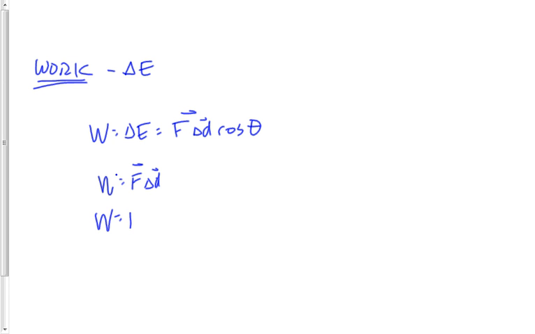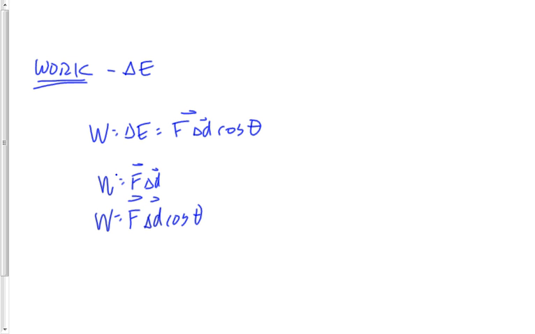But work is also equal to, in addition to delta E, F times D, or sometimes, in fact, F times D times cos theta. Can you tell me the difference? When is it equal to F times D? And when is it equal to F times D times cos theta? When do I get to drop the cos theta? When do I have to include the cos theta there? Yeah, Julia?